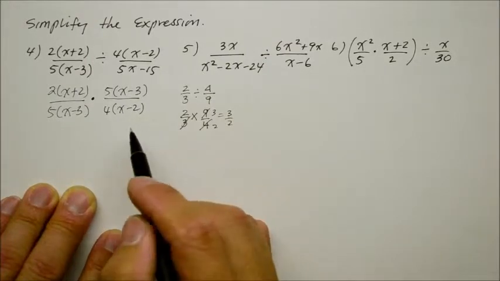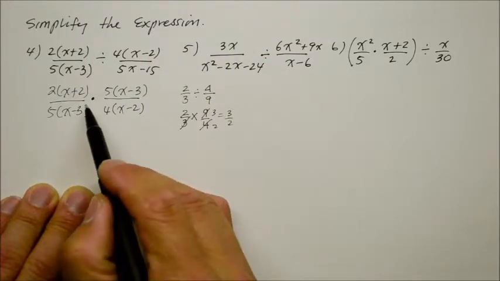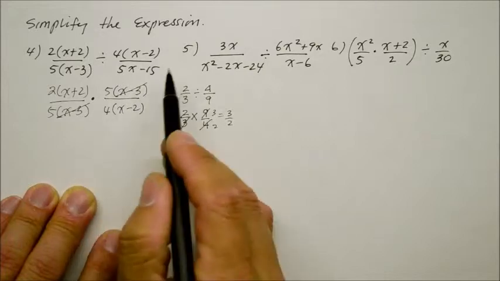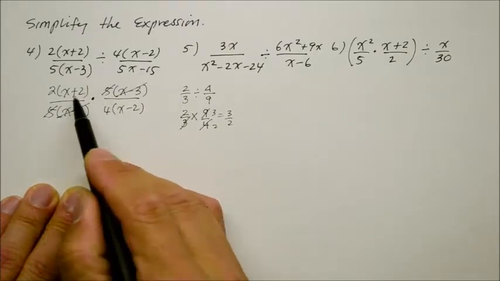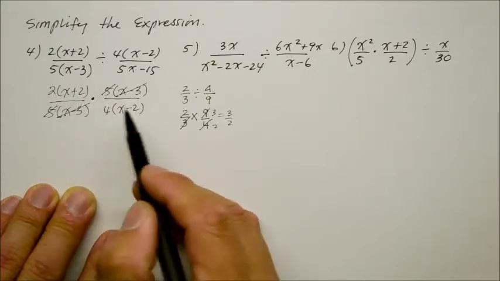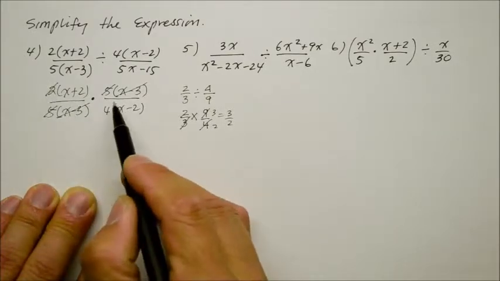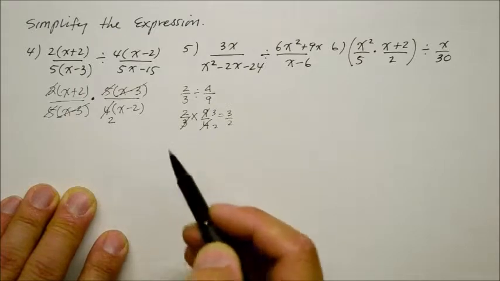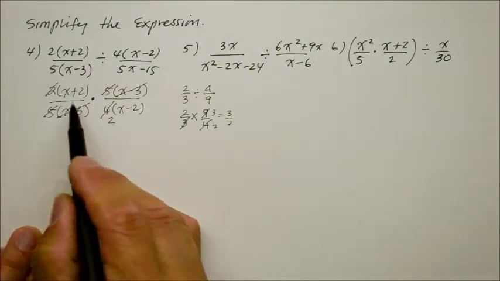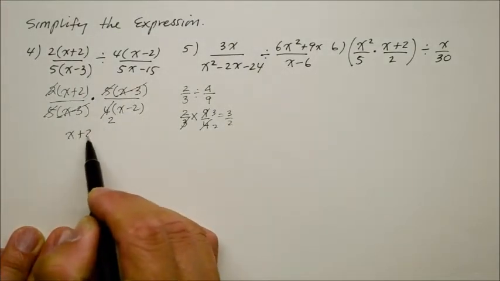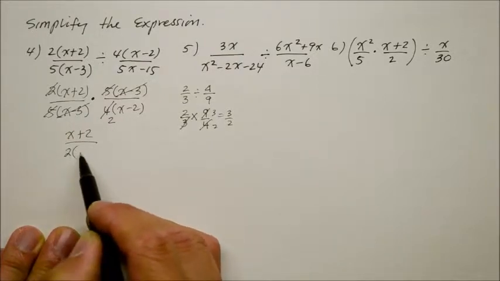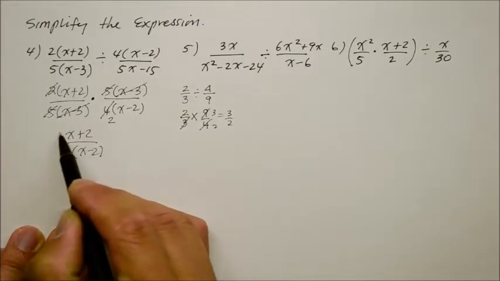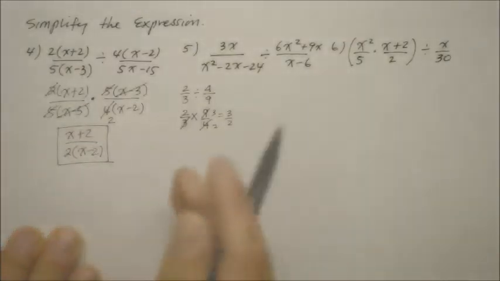And look at that. Is that cool or what? X minus 3, x minus 3, be gone. 5 and 5, you too. Not the x minus 2 and x plus 2. However, the 2 can reduce the 4 2 times. So at the end, what remains on top is the x plus 2. What remains on the bottom? The 2 times the quantity of x minus 2. And there we have it.